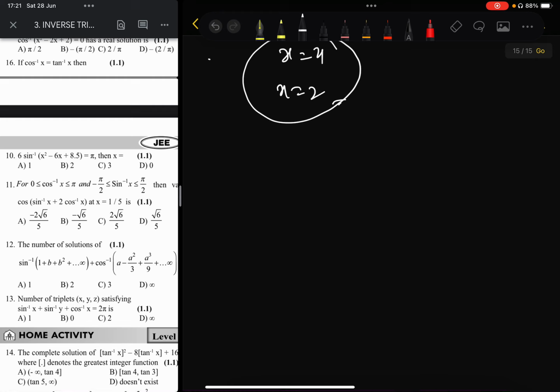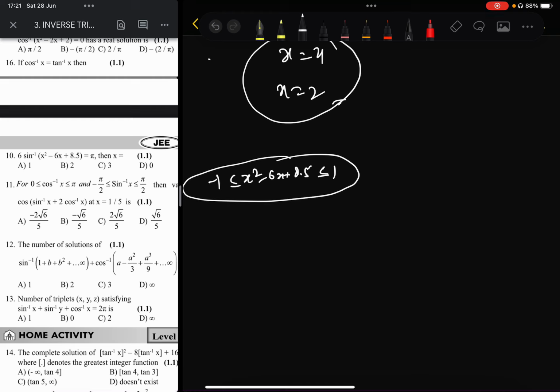Also we have to ensure that x square minus 6x plus 8.5 should be less than 1 and greater than minus 1 in this explanation. So as you can see, B option is given as x equals 2, so this will be the correct answer.